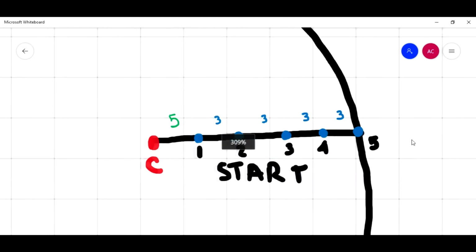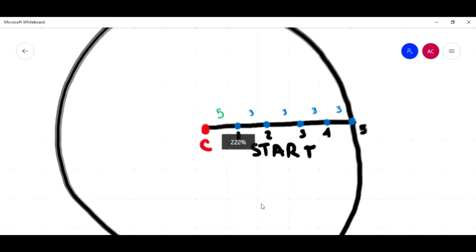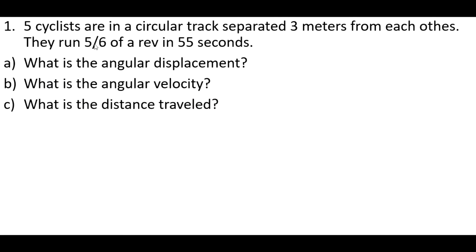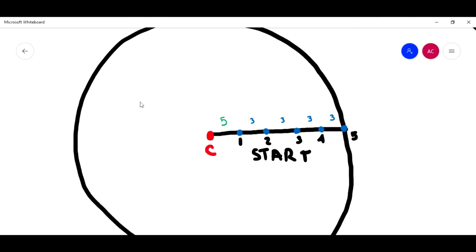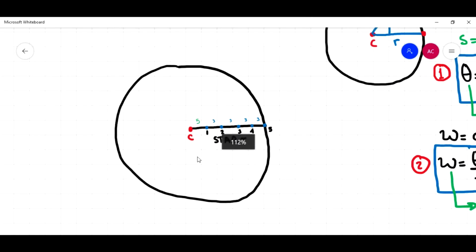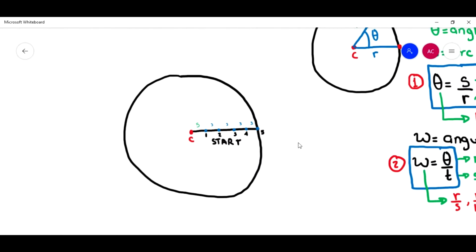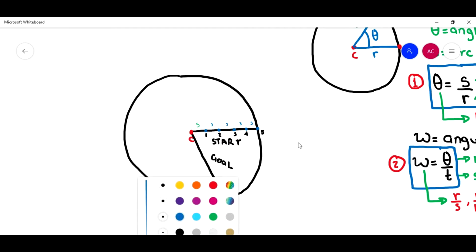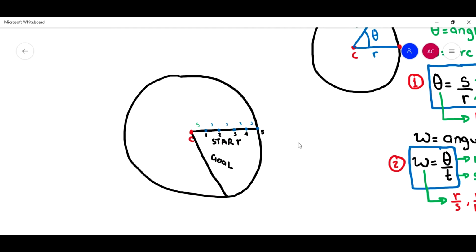Also the problem says that they run 5/6 of a rep. That means they didn't complete the full circle of the track. So they just travel, I don't know, they just got here. Okay, so that is the goal line. And this is the first cyclist, 1, 2, 3, 4, and 5.